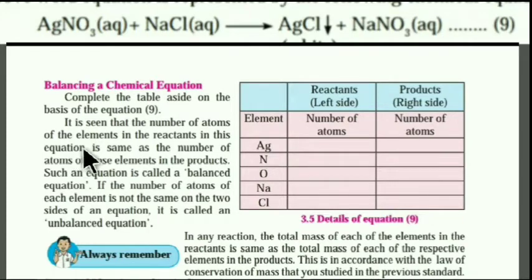So we complete this table, and it is seen that the number of atoms of each element in the reactants of this reaction or equation is the same as the number of atoms of those elements in the products. Such an equation is called a balanced equation. If the number of atoms of each element is not the same on the two sides of the equation, that is called an unbalanced equation.